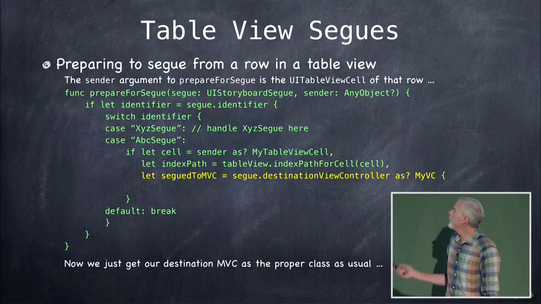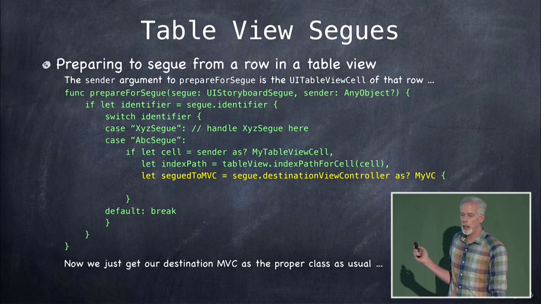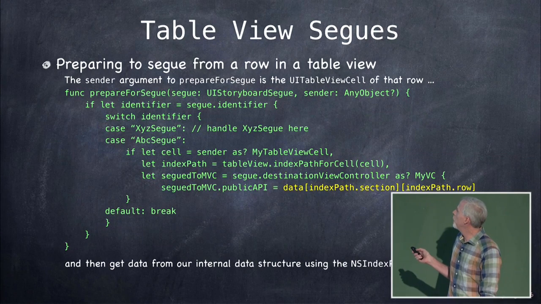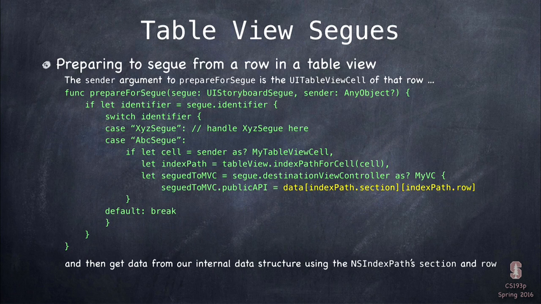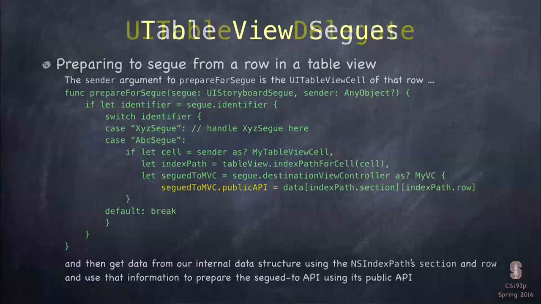Okay? So then you just get your destination view controller as usual. Okay, this is just like in any other prepare for segue. And then you get your data out of your model, in your table view controller in that section and row. However, you might have to call a function to do that, or however you do it. And then you just assign that to the public API of the thing you're segueing to, just like you normally would in any prepare for segue. Okay? So the magic is just this little thing, index path for cell. Don't forget about that. Okay? That's how you figure out which row you're segueing from.